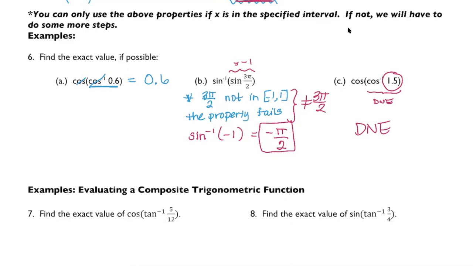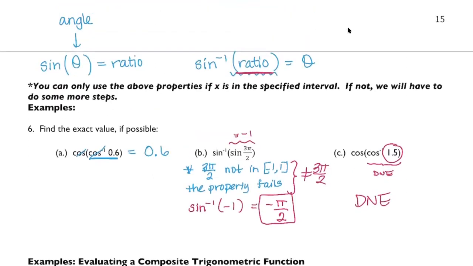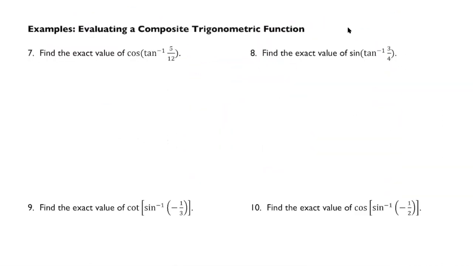What I want you to take away from this is that you cannot always cancel out cosine and cosine inverse. It depends on the numbers we have. And I think that this idea here of thinking about the angle versus the ratio is always going to be important. And that's an easier way to remember it than memorizing the rules. Okay. All right. So moving right along then, these are a little bit easier.